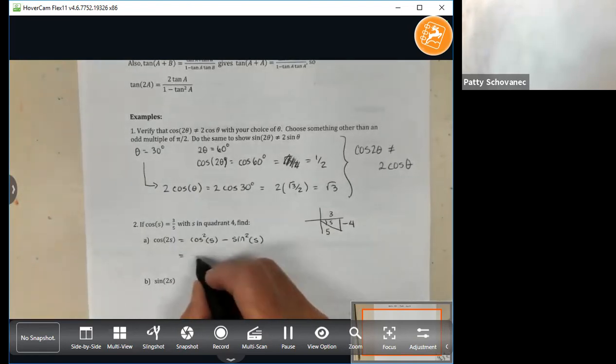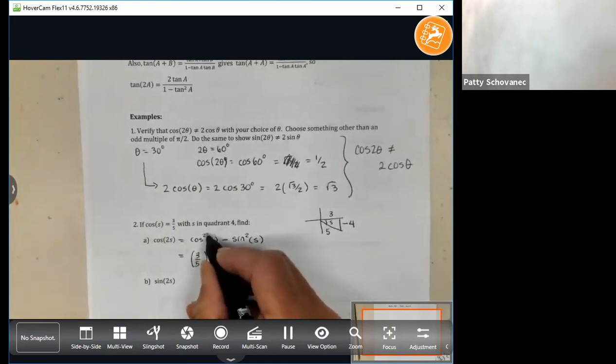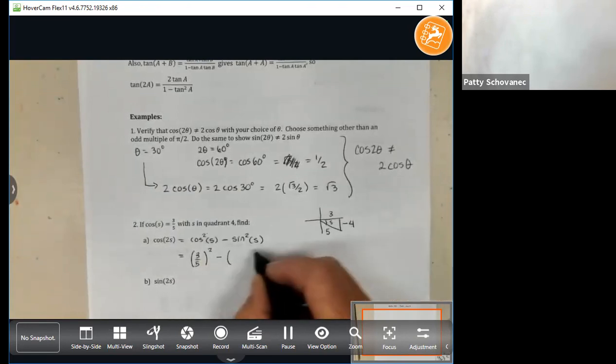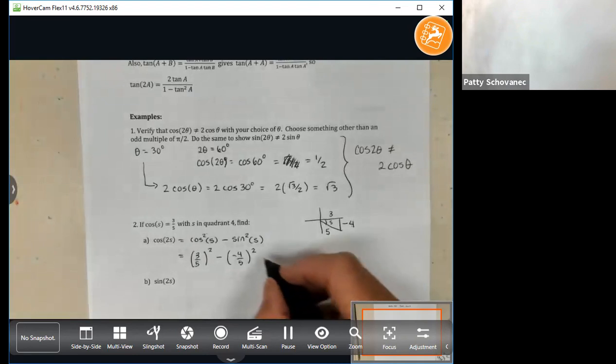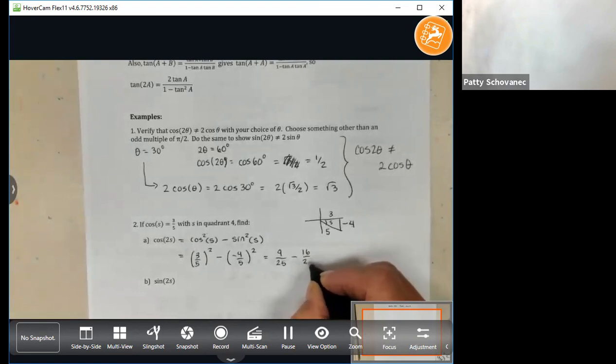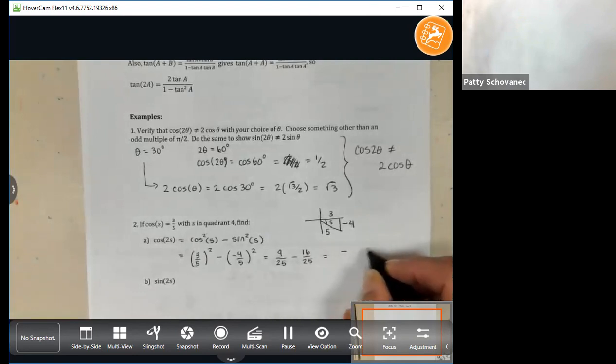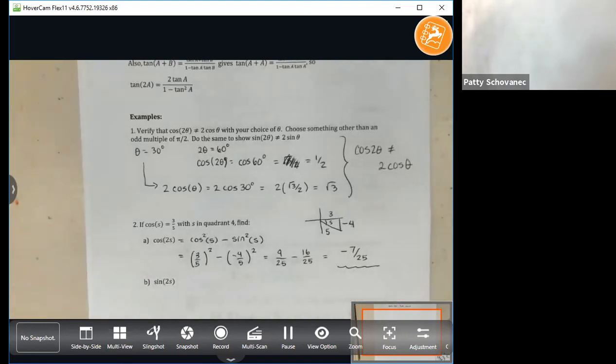So we'll put the cosine of that angle here. Then we have to square it. Put the sine of that angle here and square it. And then we'll combine those two. 3/5 squared is 9 over 25. 4/5 squared is 16 over 25. So I have 9/25 minus 16/25, which is -7/25. Easy enough? Just like before, we just have some more angles to fill in.